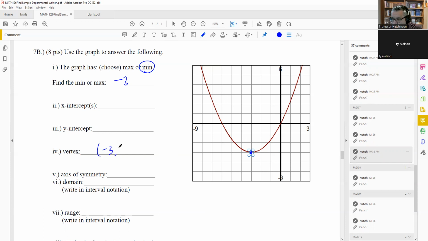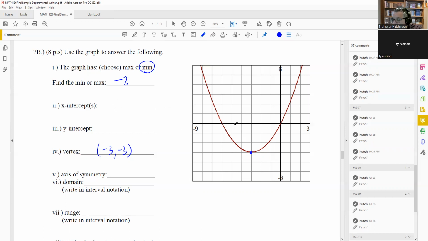Okay, so -3, -3, that is the vertex. So that's how that point gets used. You see these three things all have to do with the point that's there at your vertex. So the vertex is the lowest, that's why we have a min. But if it says min or max, you're just going to put the y value itself there. Then the vertex means we put the x and the y value.